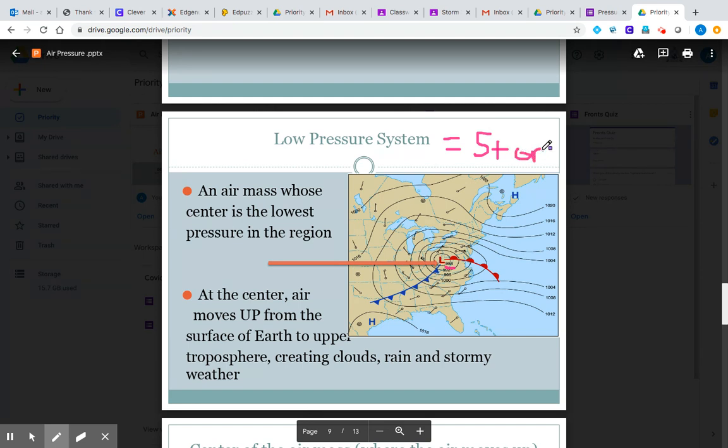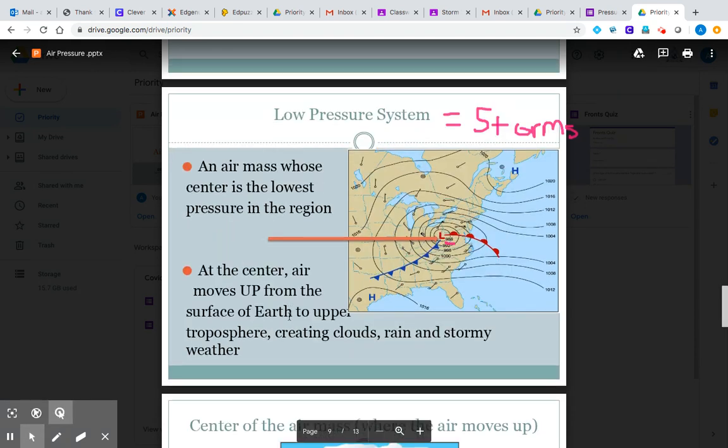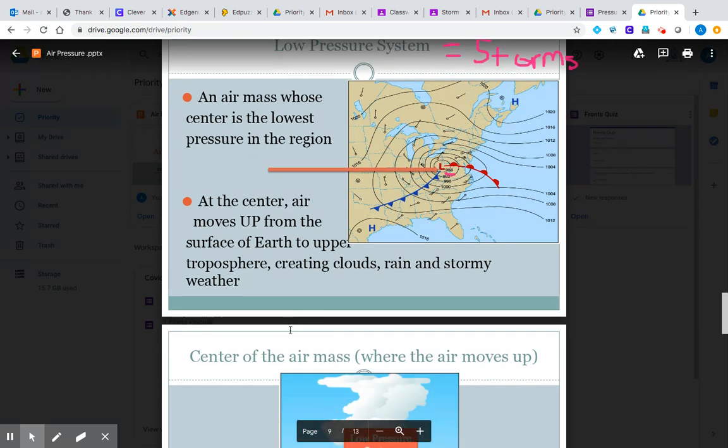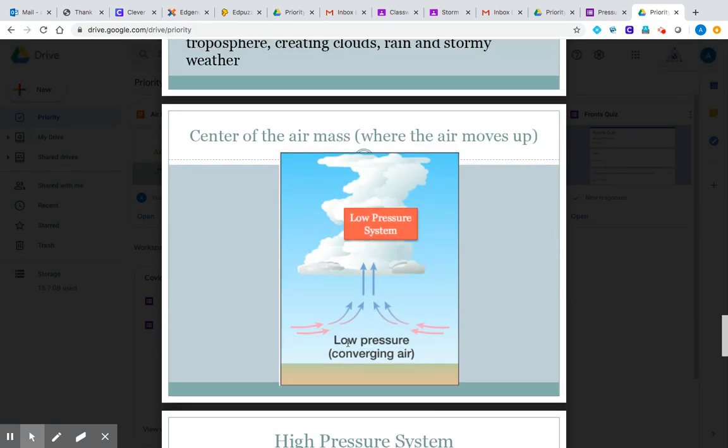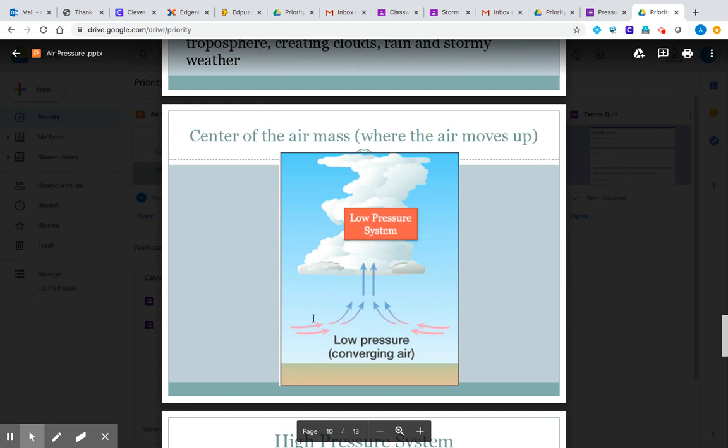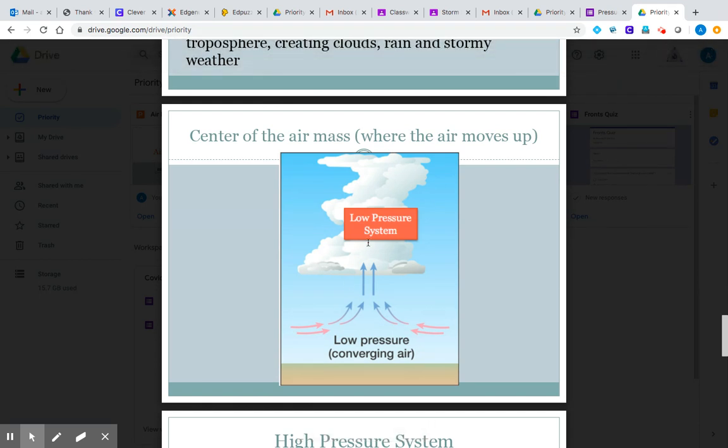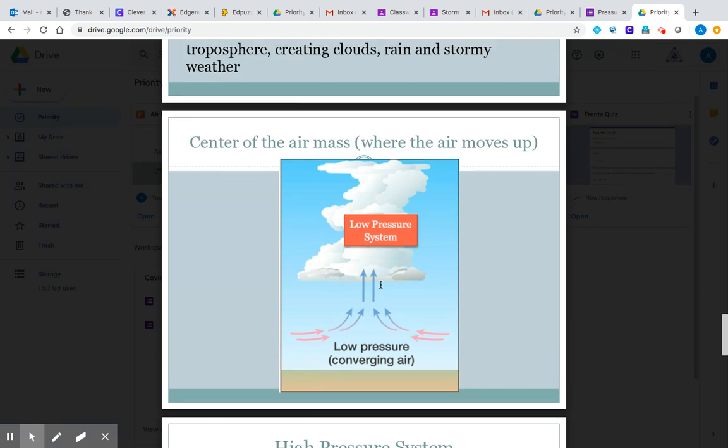So low pressure systems, because the air is moving up at the center, are going to create storms, clouds, rain, and that kind of quote unquote unpleasant weather. So at the center of the air mass, this is what we will see: the air is moving up. As it moves up, the clouds start to form.